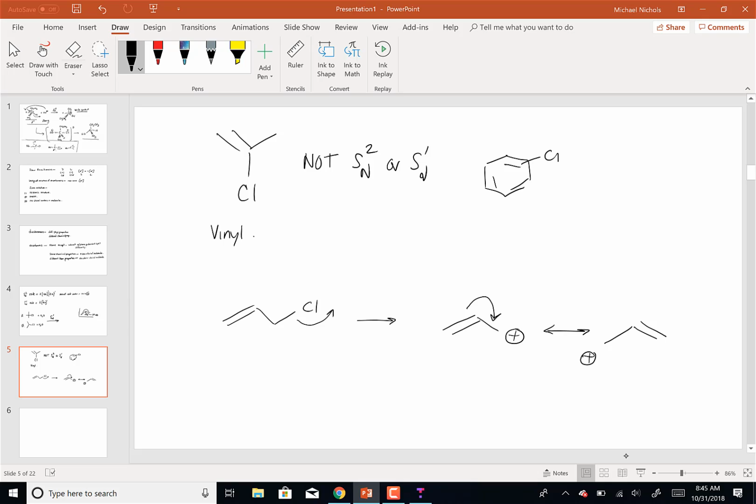But if you panic and you don't remember the chart, go back to the fundamental principles. One, carbocation; two, no carbocation. That's the basics of the method.